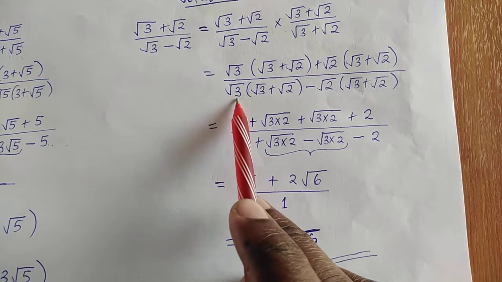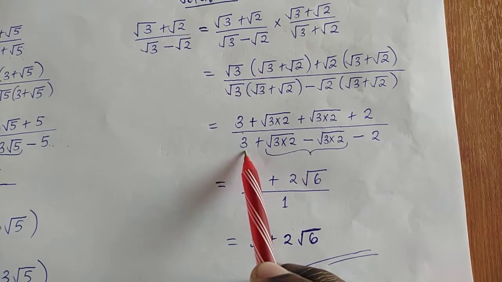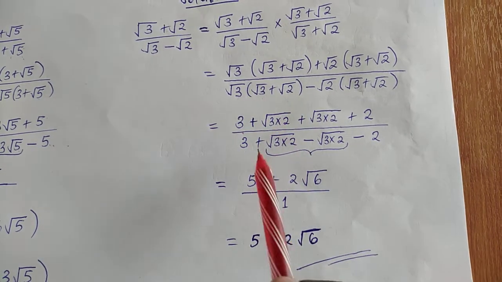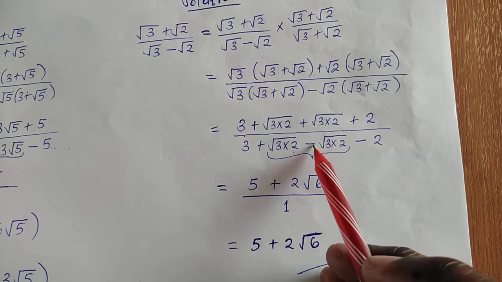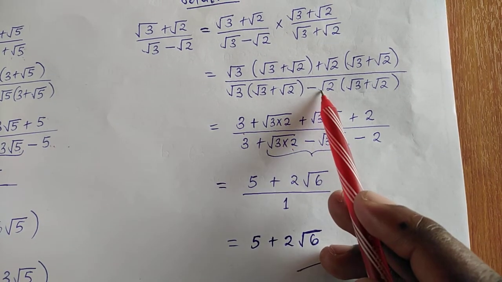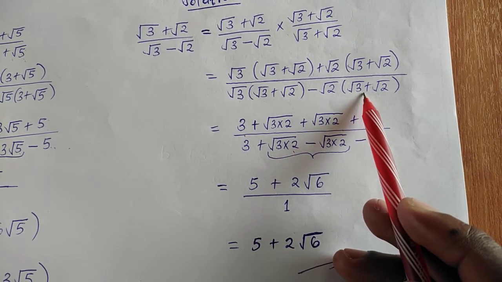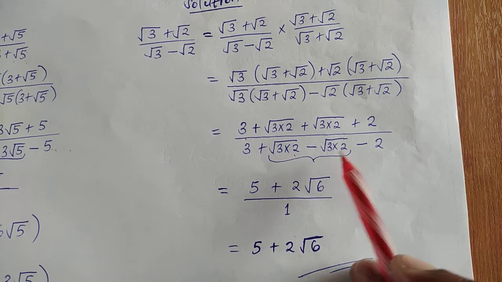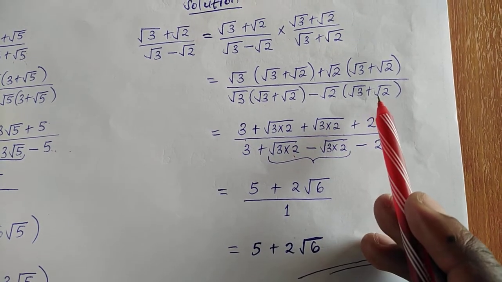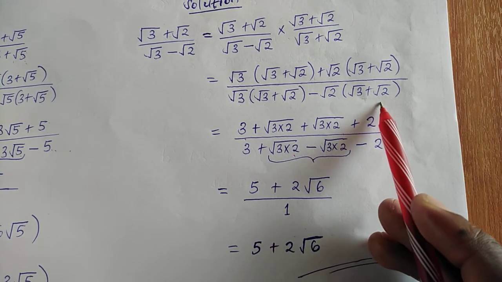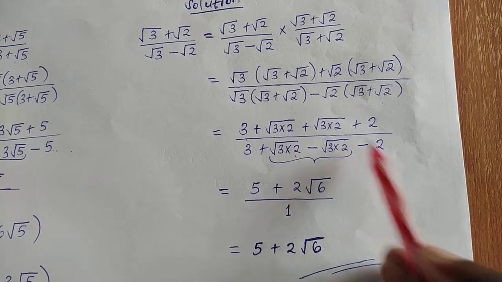Moving on, root 3 multiplied by root 3 gives us a 3. And then this one by this gives us root 3 multiplied by 2. And then minus root 2 multiplied by root 3 gives us the root of 3 multiplied by 2. So that here we have minus root 2 multiplied by positive root 2. This and this gives us a 2, so that we have minus 2 here.